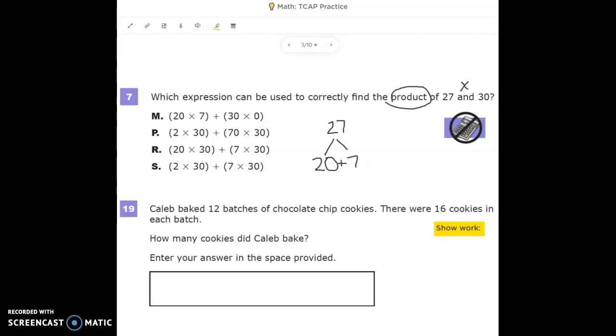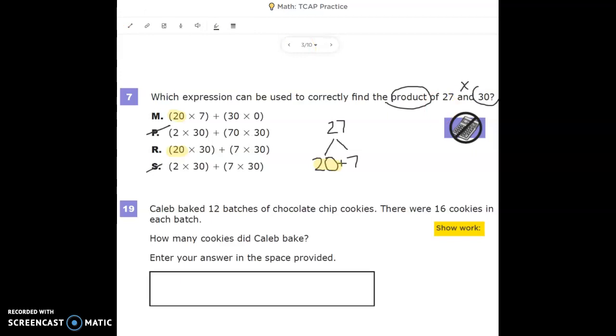If I look at my answer choices here, I can see that only 2 of them show that 27 has a value of 2 tens. So I've been able to eliminate 2 answer choices just understanding my place value. Now what this is doing is using the distributive property. They're taking the 2 tens and then multiplying it by the 30. Then they're taking 7 ones and multiplying it by 30.